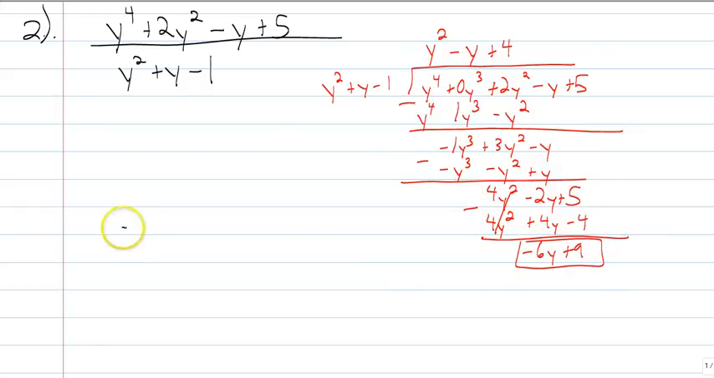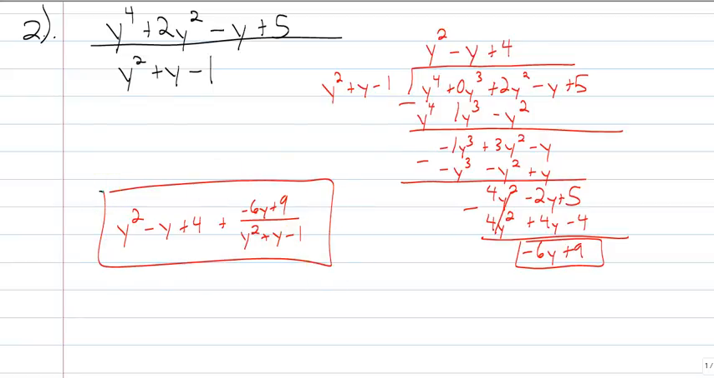So my final answer is y squared minus y plus 4 plus the remainder of negative 6y plus 9 over what we divided by, which was y squared plus y minus 1. And that's long division. Hopefully you guys kind of remember how to do that.